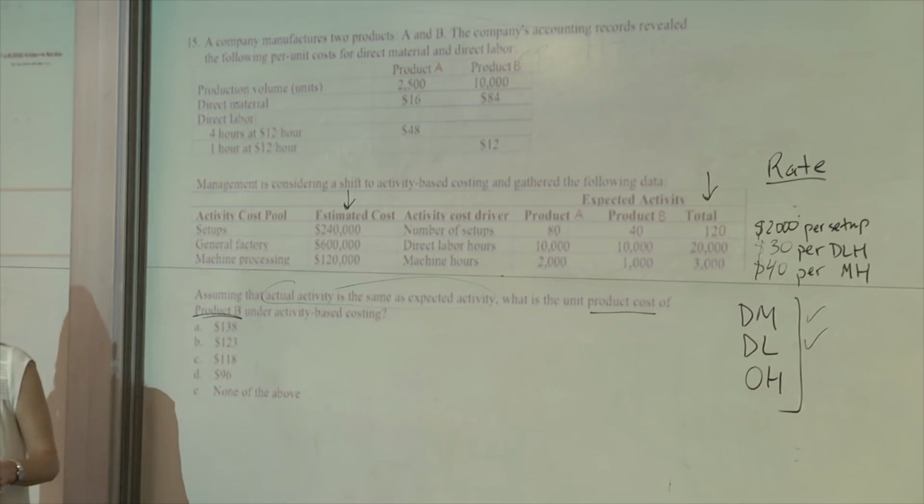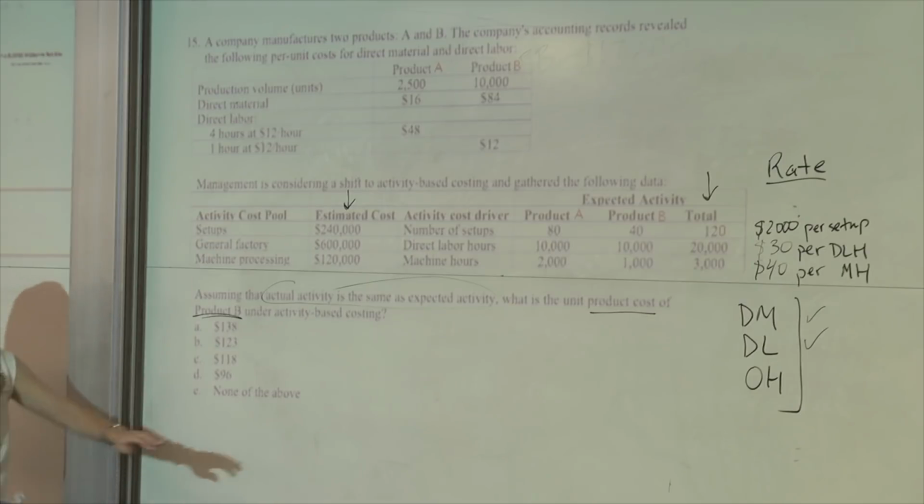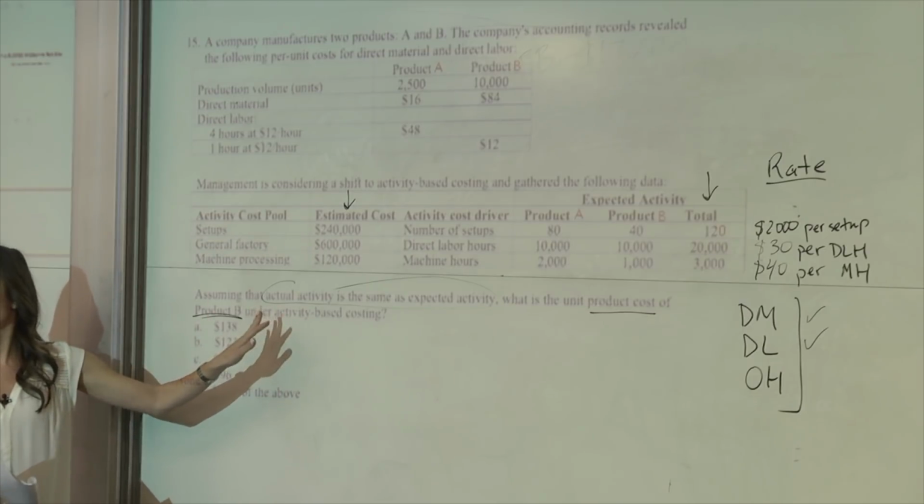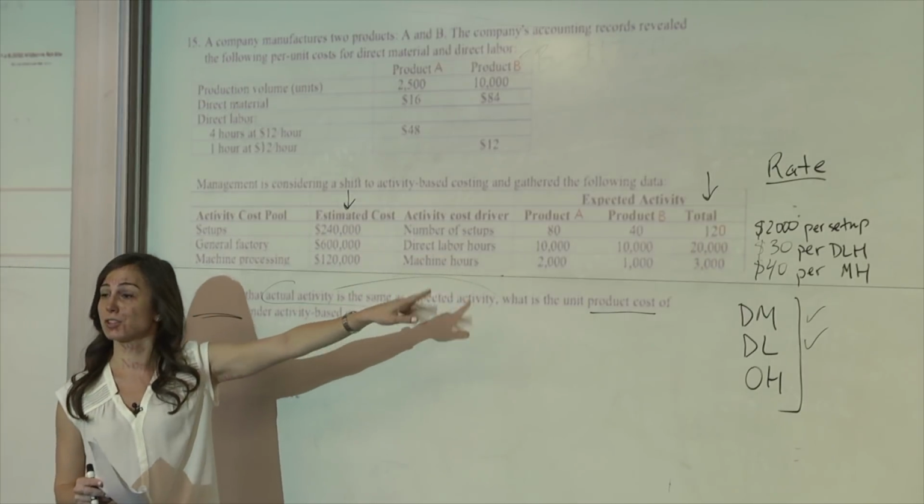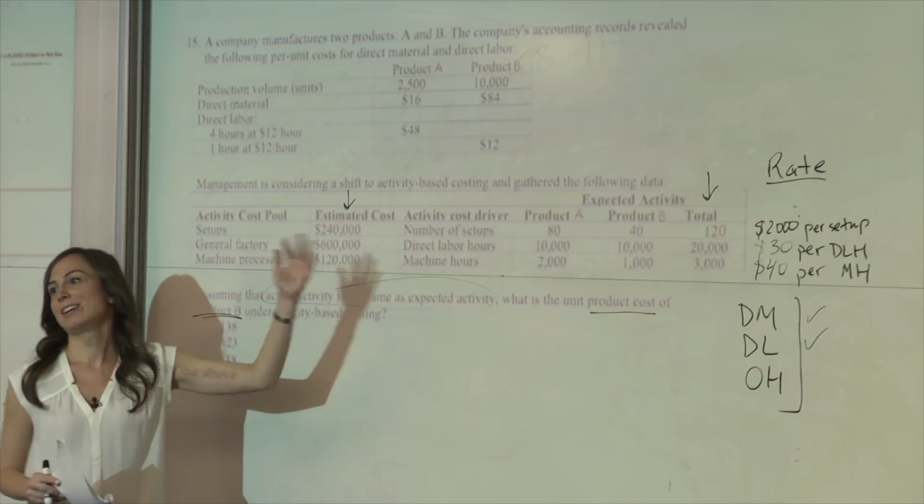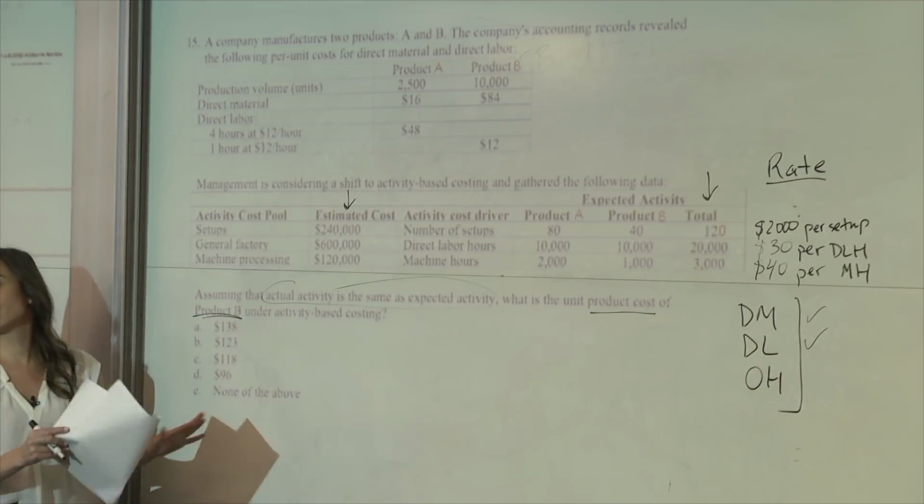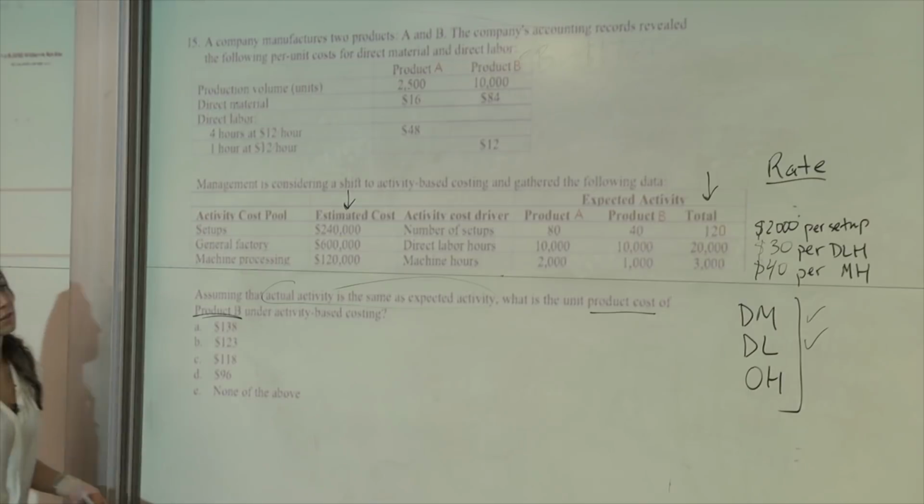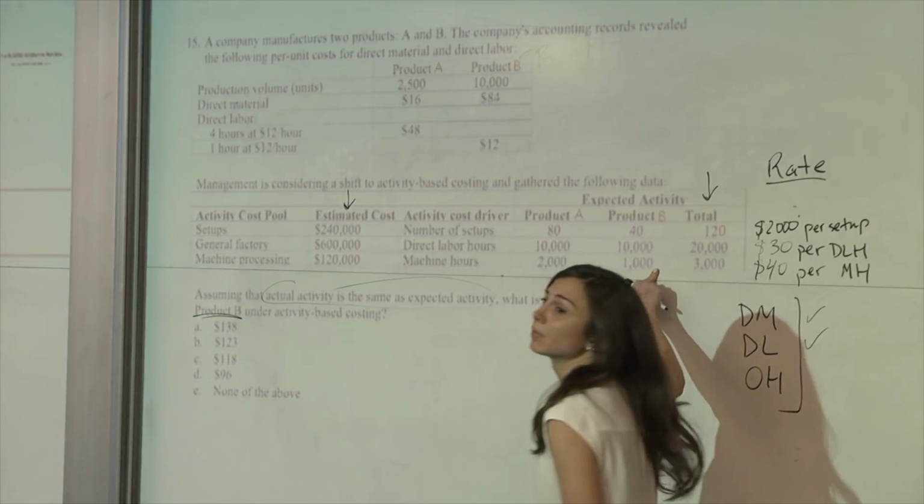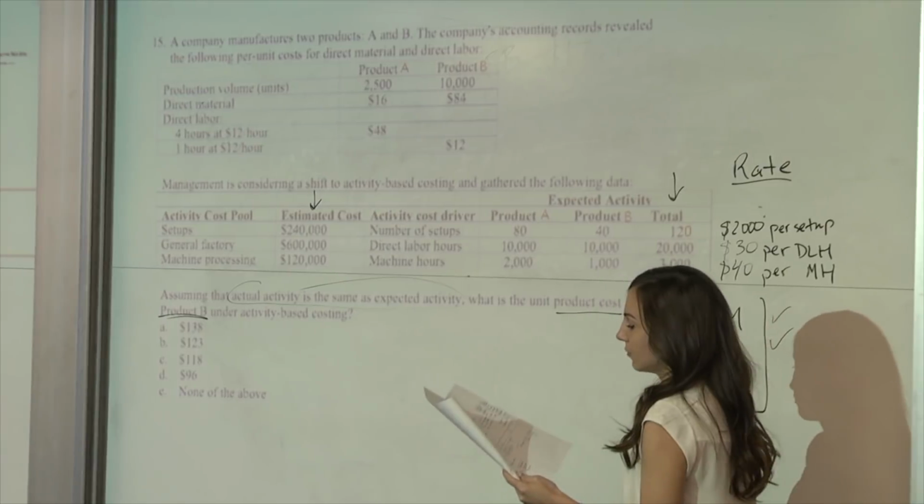Yes? And the second question, will the actual activity always be the same as expected activity, or do we have to find out the actual activity? No, it's not necessarily going to be the case. It would have to specify that the actual activity is the same. If not, then you're always going to use the expected activity in the first stage to calculate the rate. And in the second stage, you'll use actual activity to the extent that that's actually specified in the question. No problem. So here we're going to focus only on product B, because that's what the question is asking for.